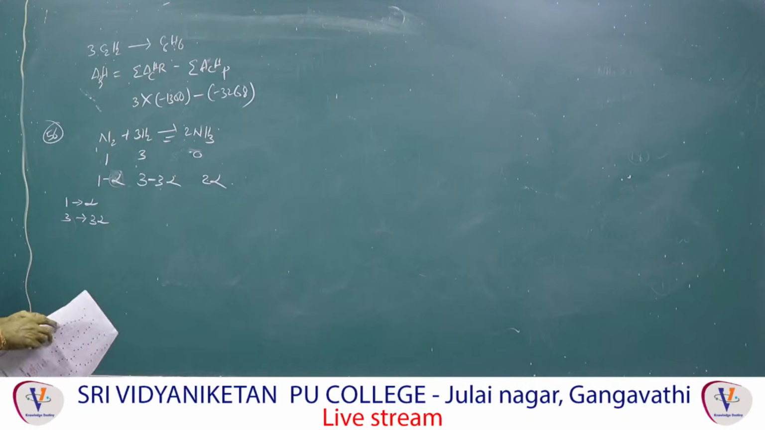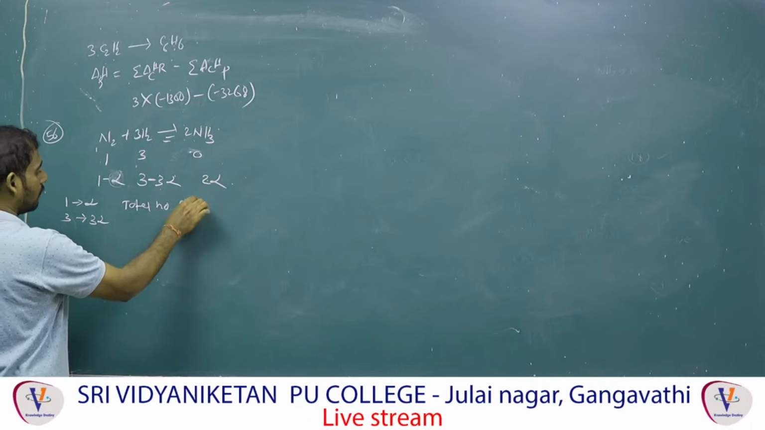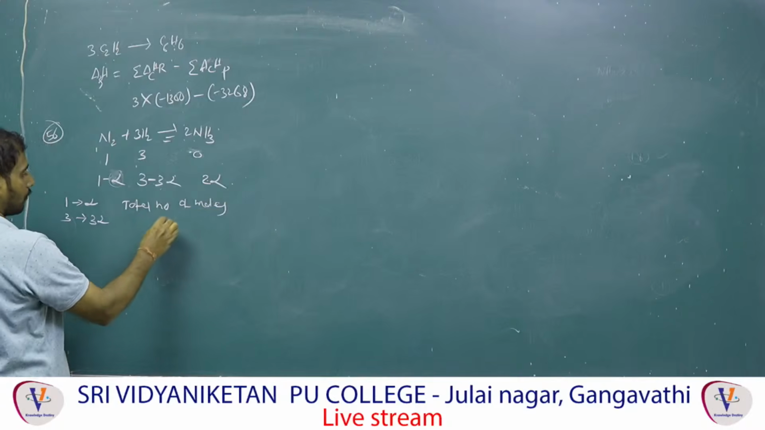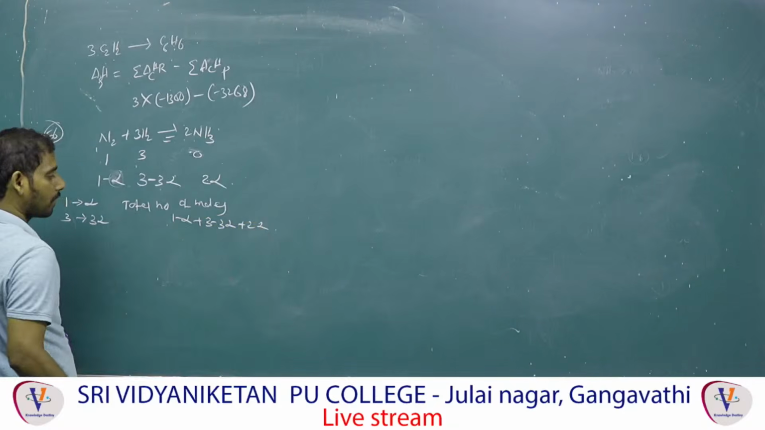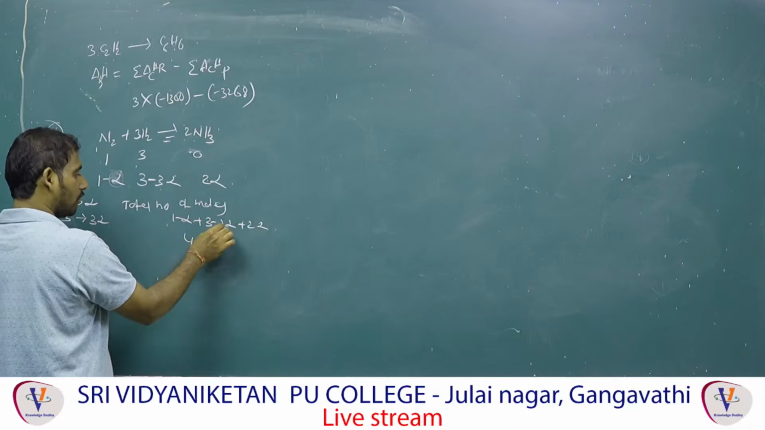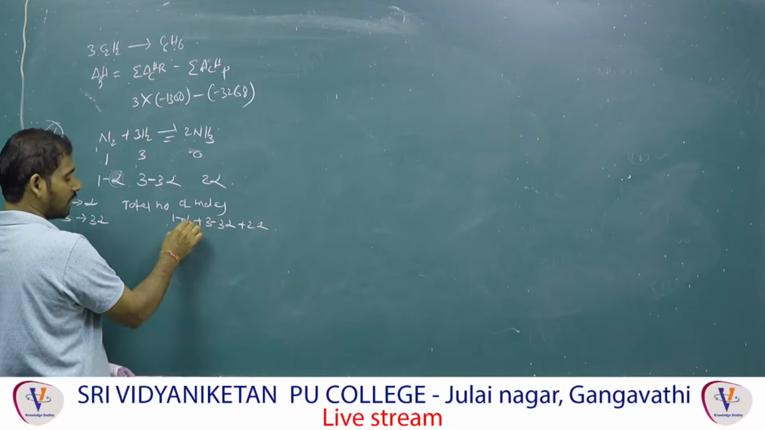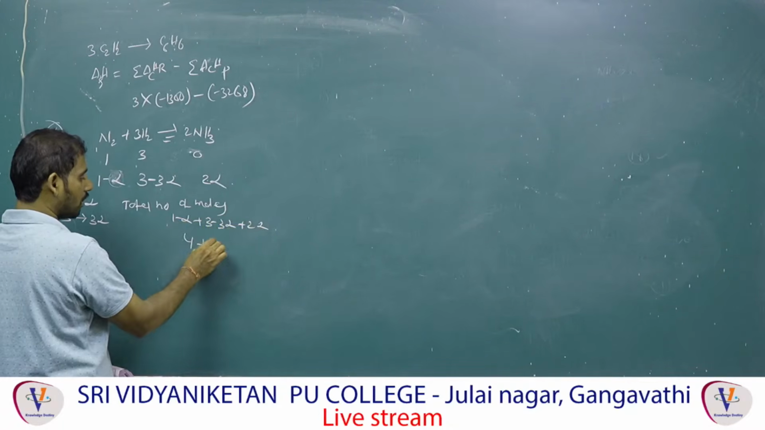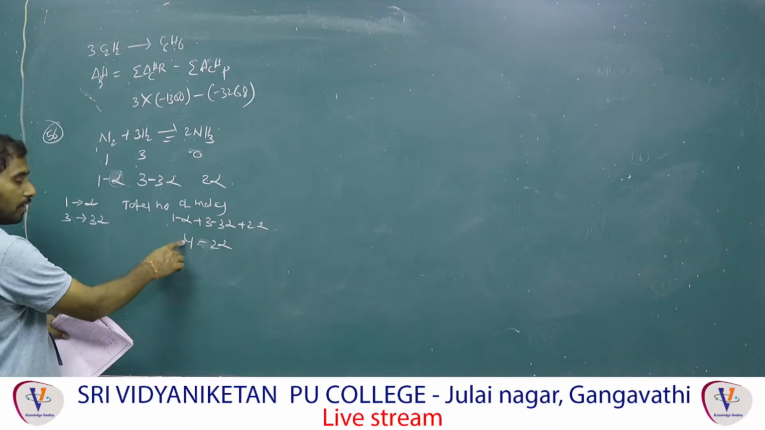Now, what they said: you have to find the total number of moles first. Total number of moles at equilibrium is 1 minus alpha plus 3 minus 3 alpha plus 2 alpha. Total 1 plus 3 is 4, and the alpha terms are minus alpha, minus 3 alpha, plus 2 alpha, that means minus 2 alpha. So 4 minus 2 alpha is the total number of moles at equilibrium.